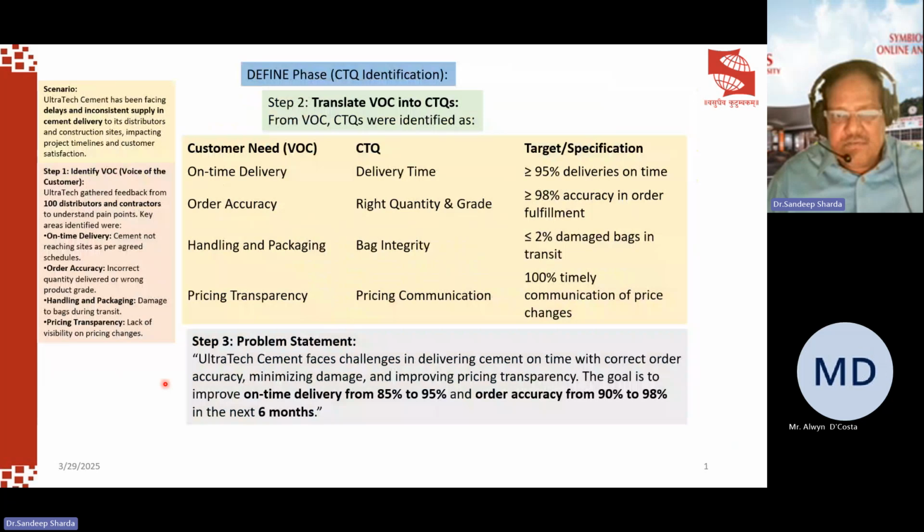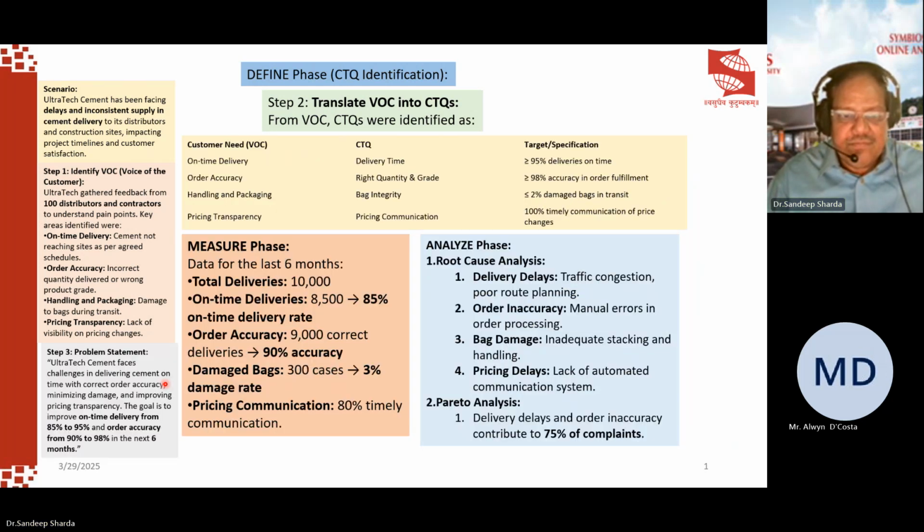Step 2 is to translate the voice of the customer into CTQs. On-time delivery: delivery time. Order accuracy: right quantity and grade. Handling and packaging: bag integrity. Pricing transparency: pricing communication. Step 3 will be the problem statement. UltraTech Cement faces the challenge of delivering cement on time with correct order accuracy, minimizing damage and improving pricing transparency. The goal is to improve on-time delivery from 85% to 95% and order accuracy from 90% to 98% in the next 6 months.